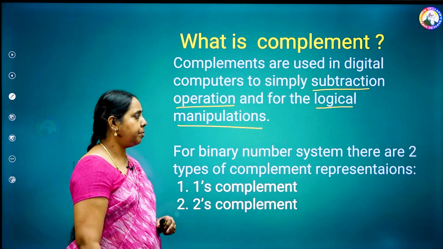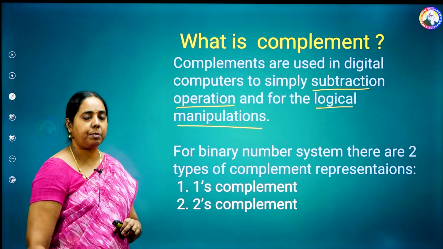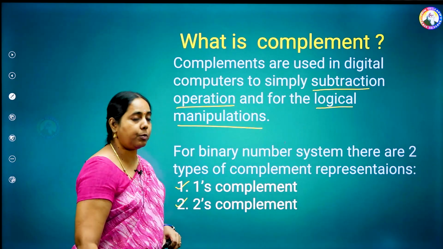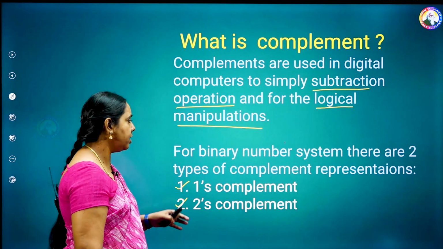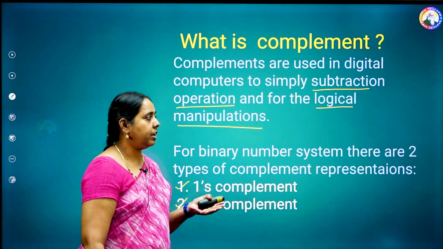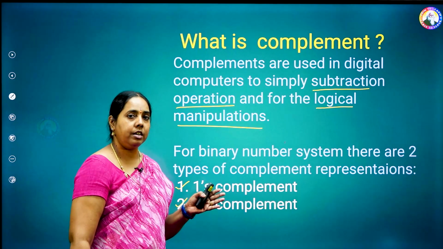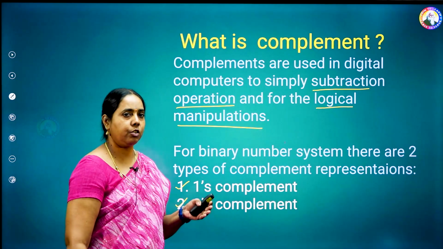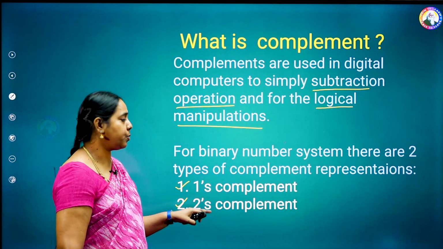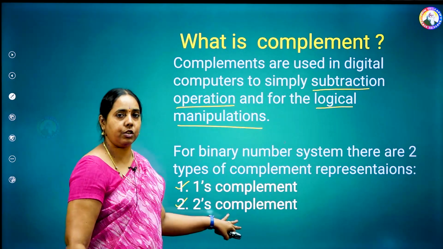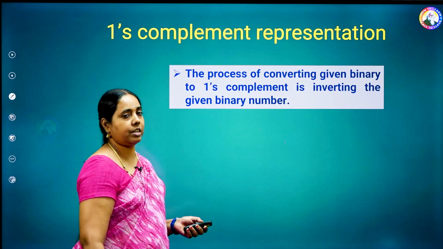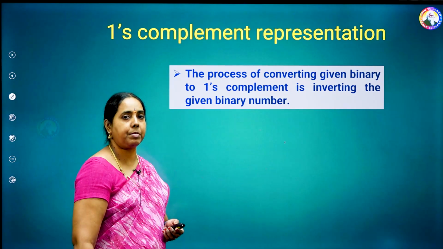So for the binary number system, we will have two types of complement representations. One is ones complement representation, the other one is twos complement representation. Further, there are nines complement and tens complement, but here we are discussing only the binary number system, so we require only two types of complement representations. Let us see first what ones complement representation is.